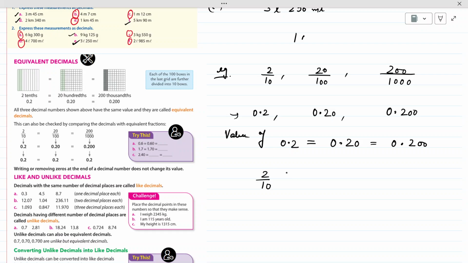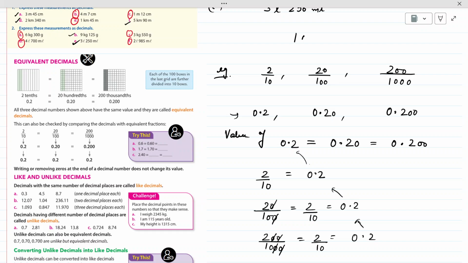2 by 10 can be written as 0.2, which we have already written here. 20 by 100, if you just try to solve it, we can cut these two zeros, and what remains is again 2 by 10, which is nothing but 0.2 again. Correct? Similarly, we have 200 divided by 1000. When we solve it, we can cut these two zeros with the denominator, and the left part is 2 by 10, which is again equivalent to 0.2.